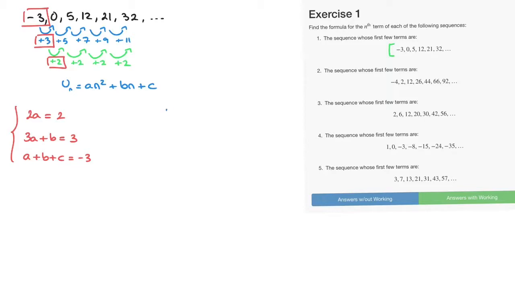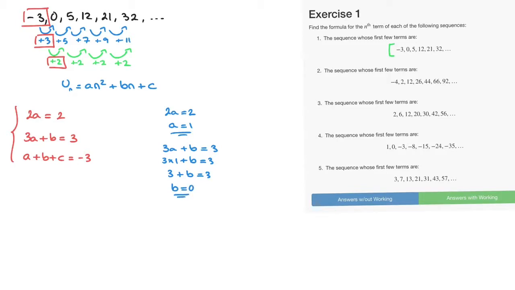So we start with 2a equals 2. That tells us that a equals 1. Looking at the second one, we have 3a plus b equals 3. And since we've just seen that a equals 1, that becomes 3 times 1 plus b equals 3. So 3 plus b equals 3. And quickly we see that b equals 0.